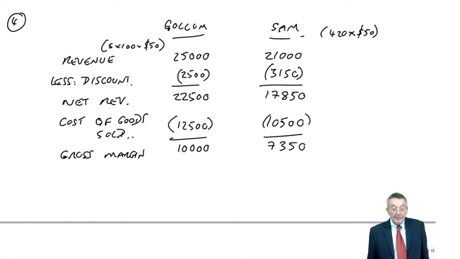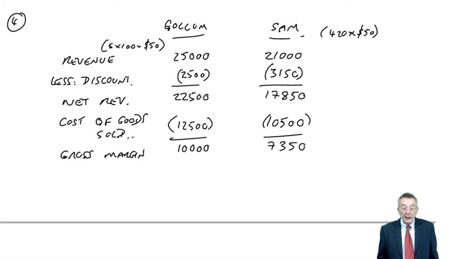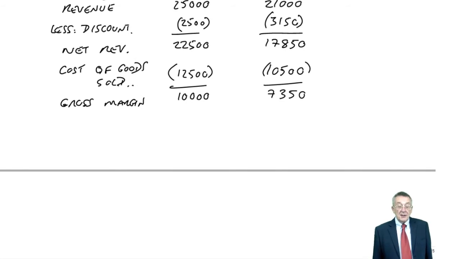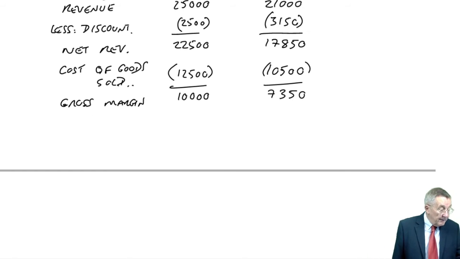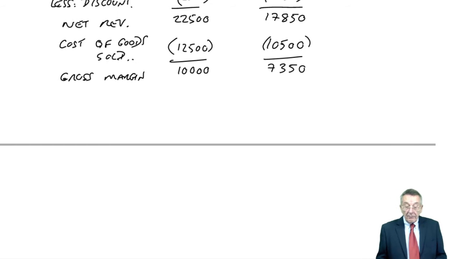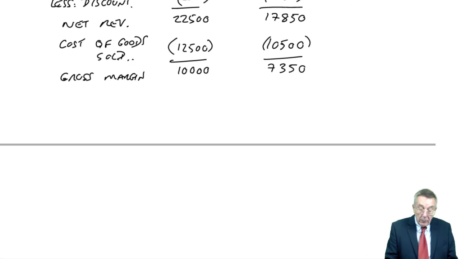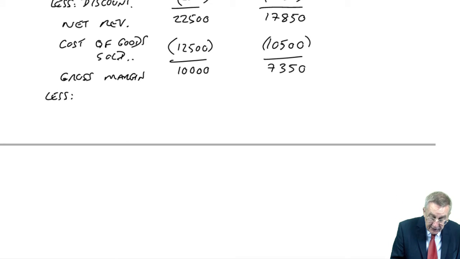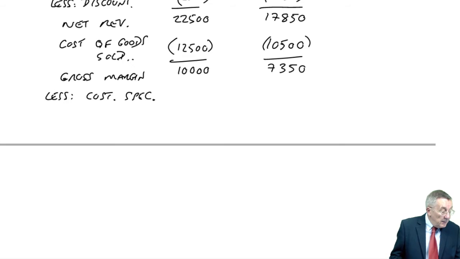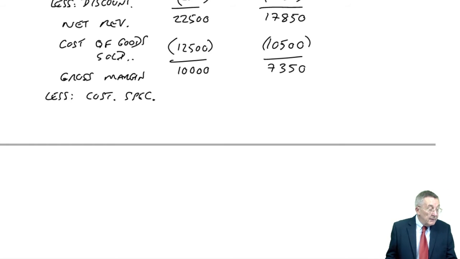Traditionally, that's as far as we go if we're comparing. Gollum would appear to be the more profitable customer. However, what about customer-specific costs? We need to subtract any customer-specific costs, and there are two mentioned in the question: the cost of administering each order and the distribution cost.